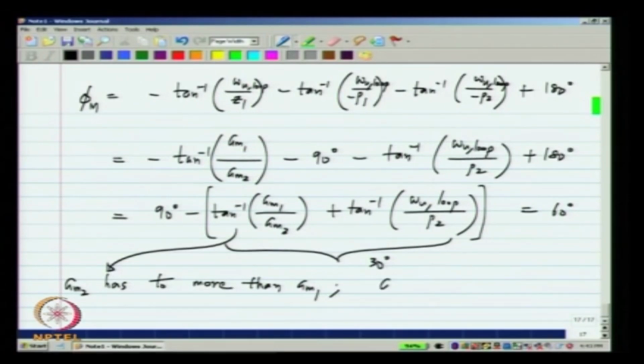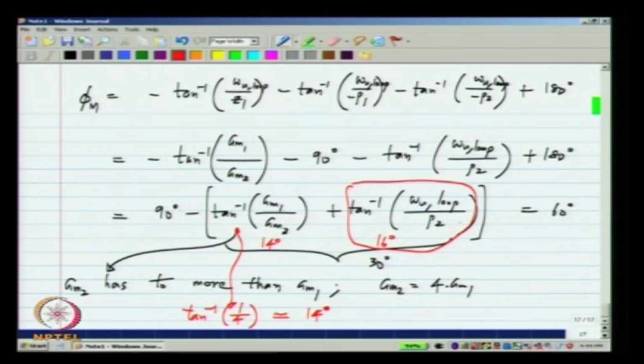So, let us say for instance, we will take GM2 equals 4 times GM1, then this particular number will be tan inverse 1 by 4, which is approximately 14 degrees. So, this sounds like a reasonable choice. Then we have 14 degrees from this, and we can have 16 degrees from there. We will have 16 degrees for this one, and we have to adjust the value of P2 so that this number happens to be 16 degrees. This in essence is the design of the op amp at this level. We have not yet gone to the transistor level.